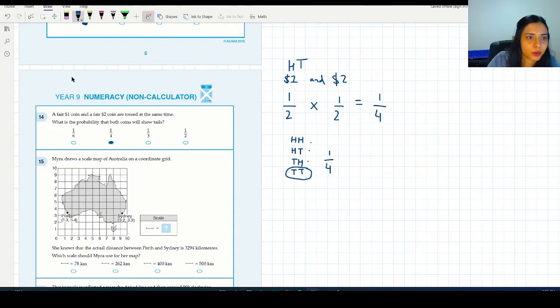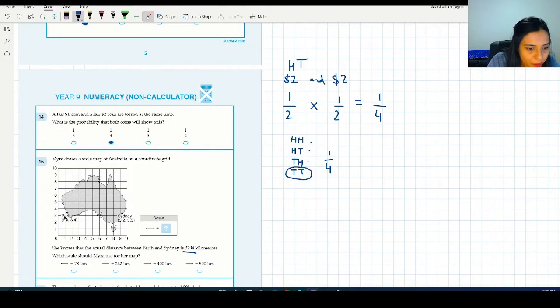All right, let's look at question 15. Myra draws a scale map of Australia on a coordinate grid. She knows that the actual distance between Perth and Sydney is 3,294 kilometers. Which scale should Myra use for her map? So let's look at Perth to Sydney. It's very much a horizontal distance.